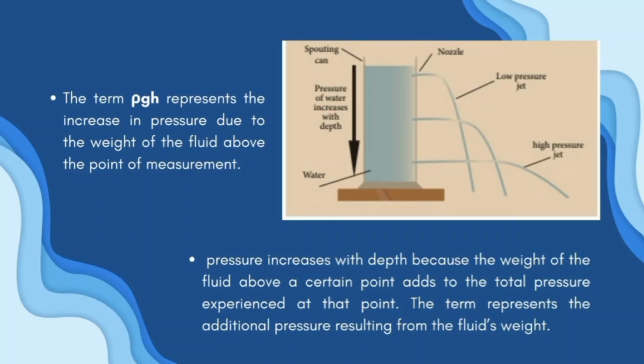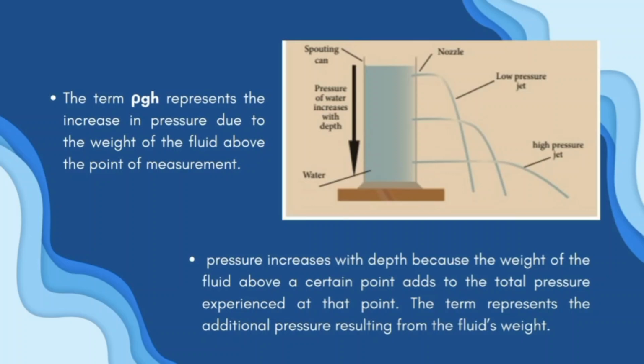The formula P is equal to P0 plus rho gH shows that fluid pressure increases as depth and density increase. The deeper you go, the more fluid weight pushes down, raising the pressure. Likewise, denser fluids exert greater pressure at the same depth. Therefore, pressure is directly proportional to both depth and density.